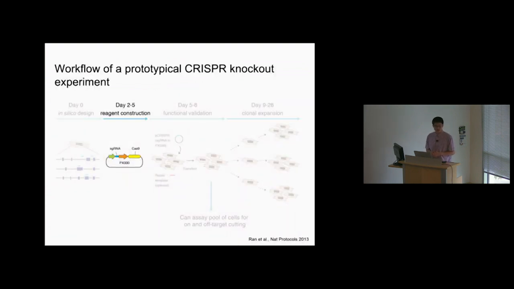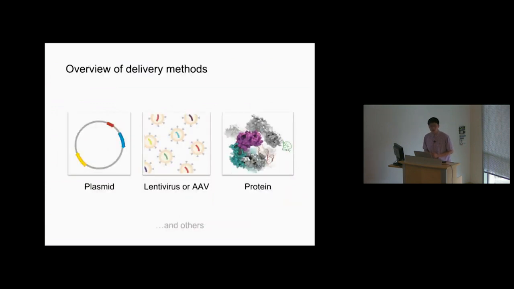So after the guides have been designed, we need to figure out how to deliver the Cas9 as well as the guide into the cell or animal of interest. And there are many delivery methods, but I think the three arguably most popular ones are either with plasmid, with a virus, either lentivirus or AAV, or by direct delivery of the ribonucleoprotein complex.